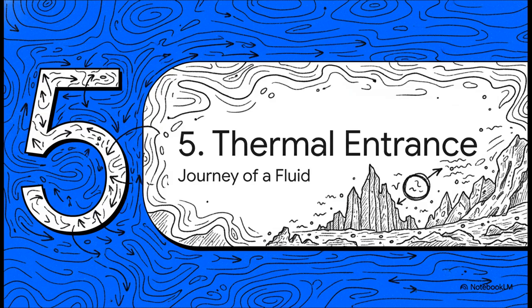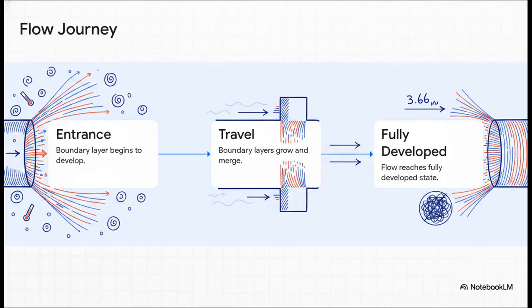Section 5. The thermal entrance region. Journey of a fluid. Now, let's zoom in a bit and follow a story. Let's trace the journey of a single fluid particle traveling into what I like to call the Wild West of the pipe, the thermal entrance region. Imagine our fluid just entering the pipe. Step 1, the fluid hits the walls and the thermal boundary layer immediately begins developing. Basically, the fluid temperature is frantically trying to adjust to the wall's temperature.